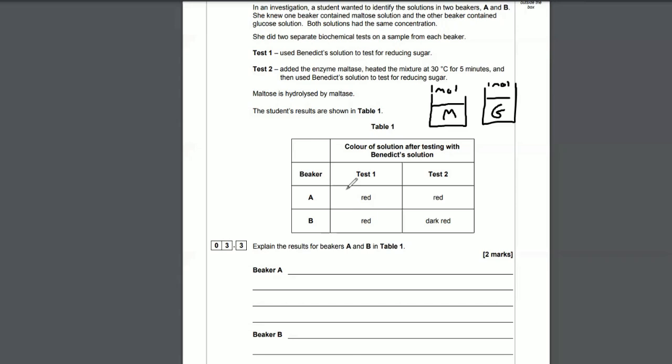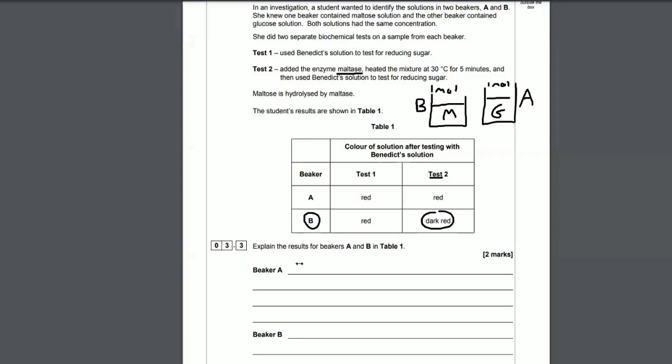Now we can see that beaker A is the one with just the reducing sugar, the glucose, and beaker B contains the maltose. Now what's happened with beaker B? It was red, but then it goes dark red. Why in test 2 does beaker B go dark red? Well, we added maltase, and that's an enzyme.